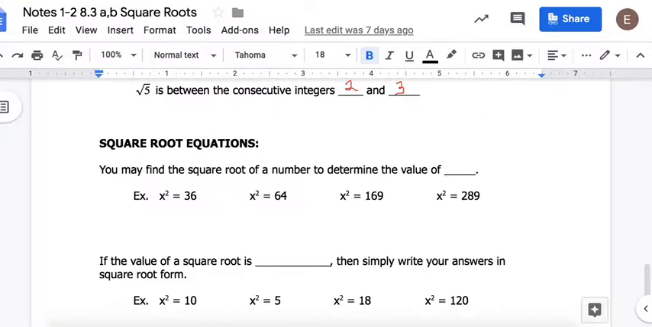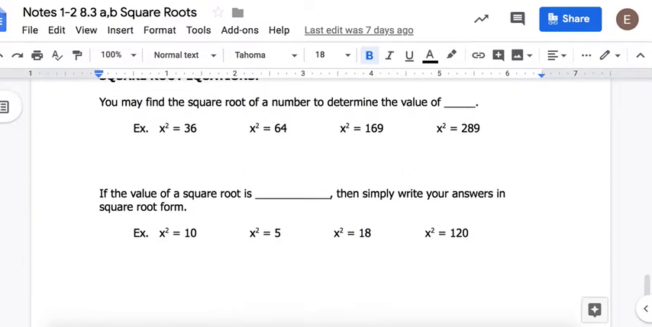Okay, let's look at the last section, and it says square root equations. It says you may find the square root of a number to determine the value of x. Because remember, the opposite of squaring something would be square root. So if I want to find the value of x and I see x squared, I can take the square root of this. And the reason I can do that is because x times x is x squared. So the square root of x squared would just be x.